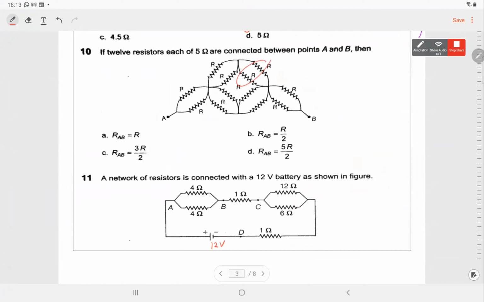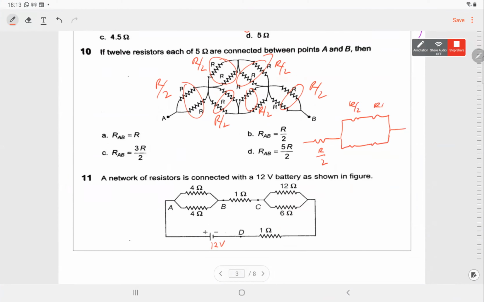Yes, so R and R in parallel become R by 2, R and R in parallel, R by 2. From the bottom side also R by 2, R by 2. And these will be R by 2 and R by 2. Okay, so A and 1, that is R by 2. Here in the top there are 2 R by 2. At the bottom there are 2 R by 2. And there is 1 resistor of R by 2 here also. So between point A and B, when we solve this, ऊपर R by 2 R, नीचे R by 2 R, 3R by 2 is the answer. Absolutely correct.